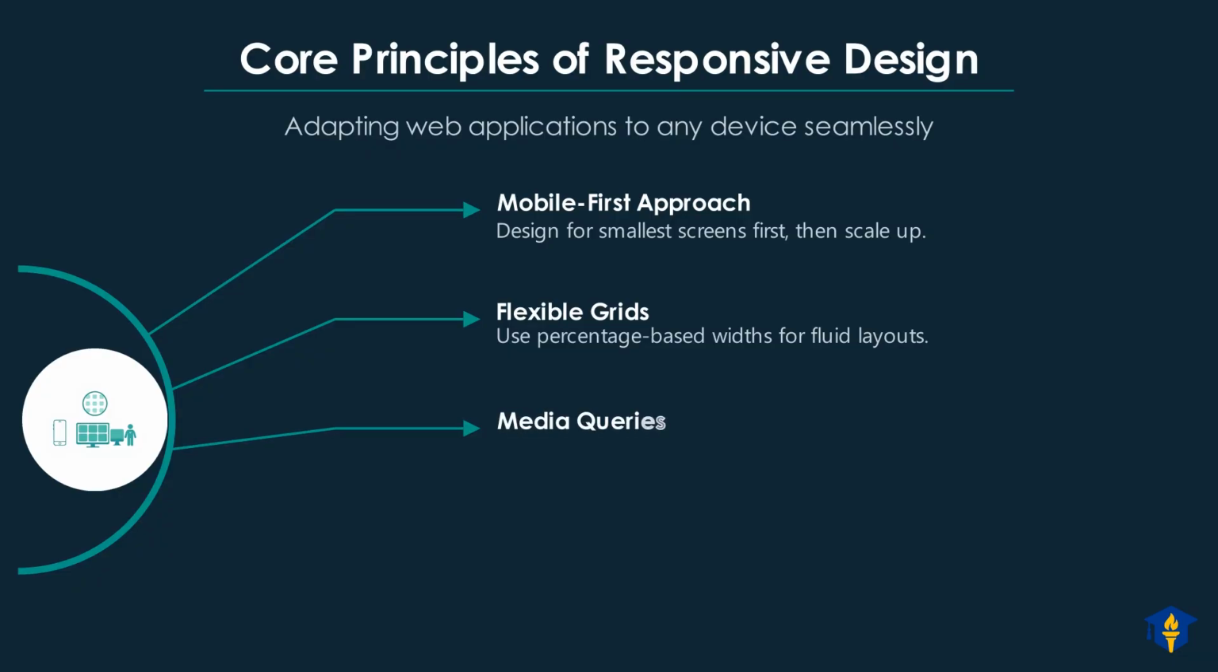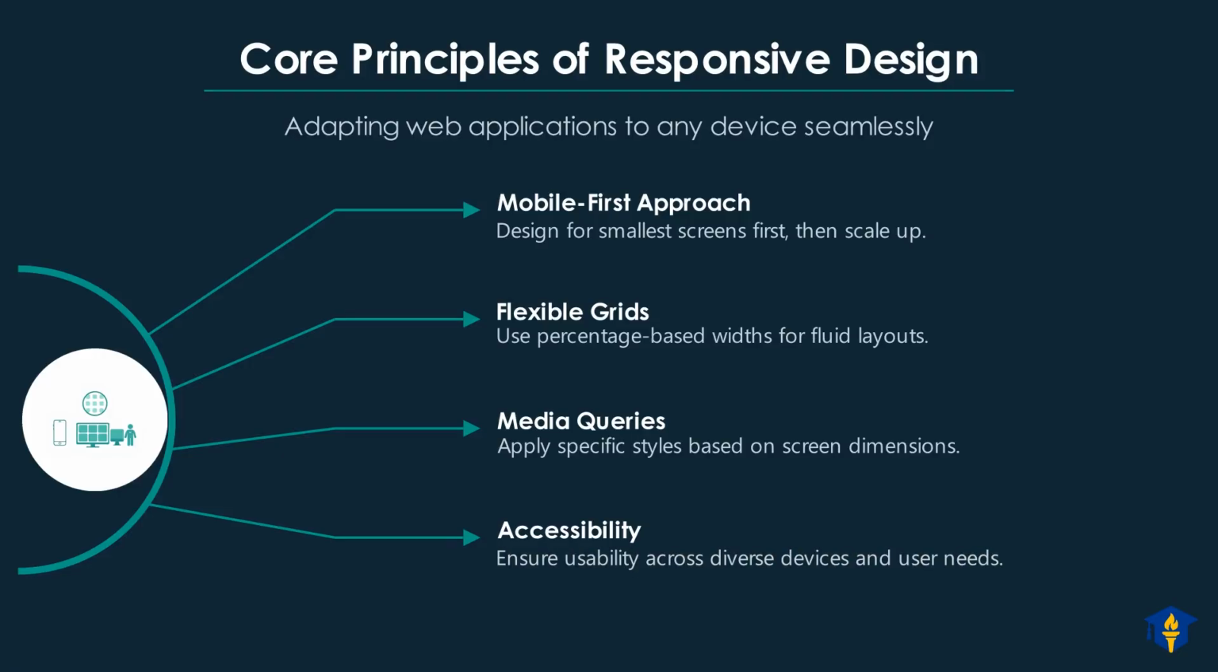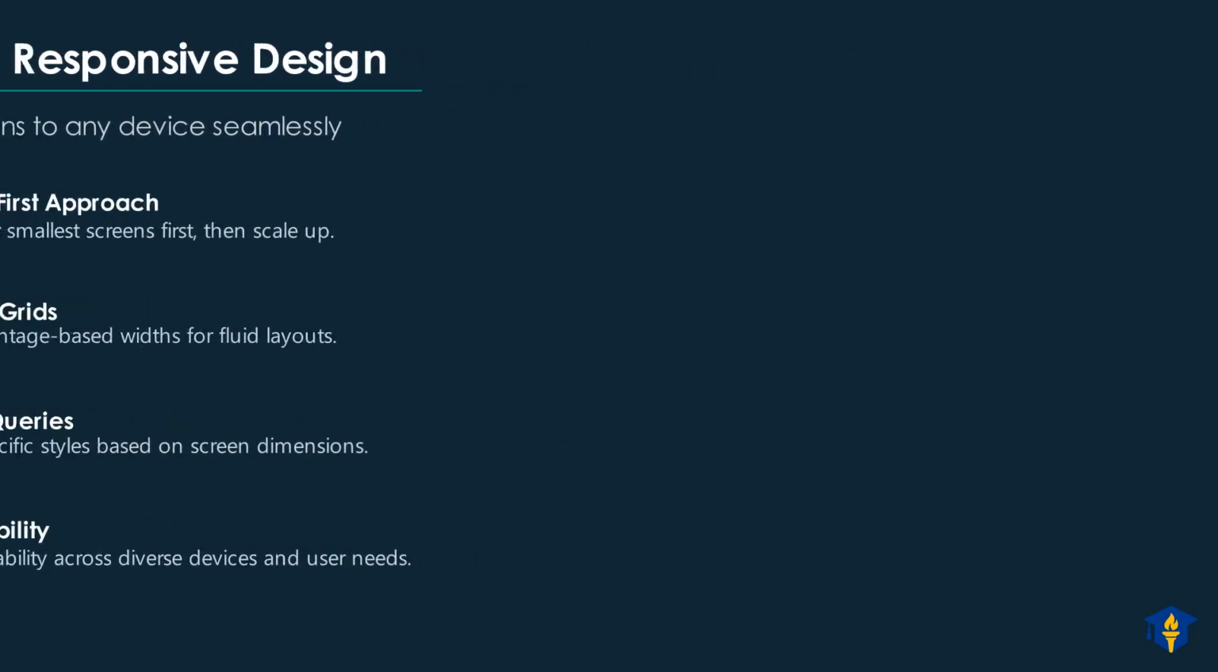Media queries are a powerful CSS3 feature that enables conditional styling based on device characteristics. They allow you to apply specific styles and rules based on the dimensions of the user's screen. Finally, accessibility is a critical aspect of responsive design, ensuring inclusivity for all users. It is important to ensure usability across diverse devices and to meet various user needs and preferences.